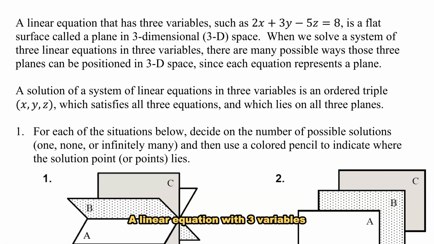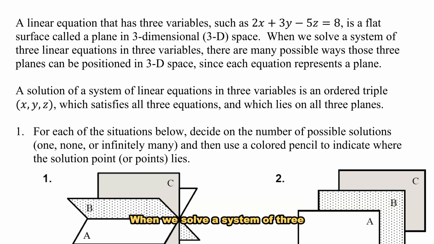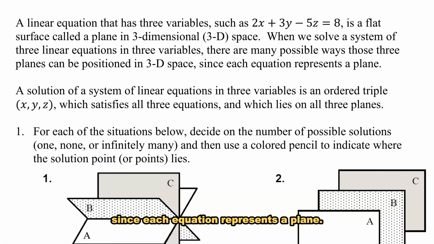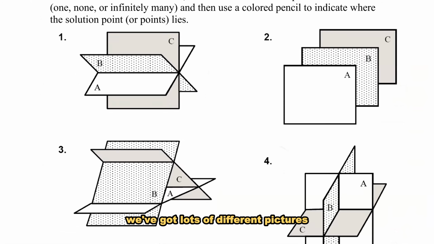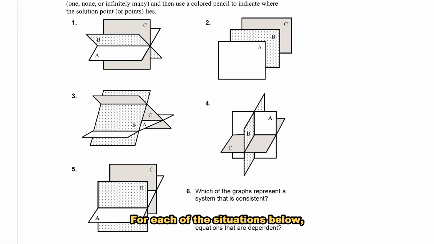A linear equation with 3 variables is a flat surface called a plane in 3-dimensional space. When we solve a system of 3 linear equations in 3 variables, there are lots of ways those 3 planes can be oriented in 3D space, since each equation represents a plane. A solution of a system of linear equations in 3 variables is an ordered triple that satisfies all 3 equations and lies on all 3 planes. We've got lots of different pictures. I'll shrink it down so we can see all of them at the same time. For each of these situations below, we want to decide how many possible solutions there are in each of the scenarios.